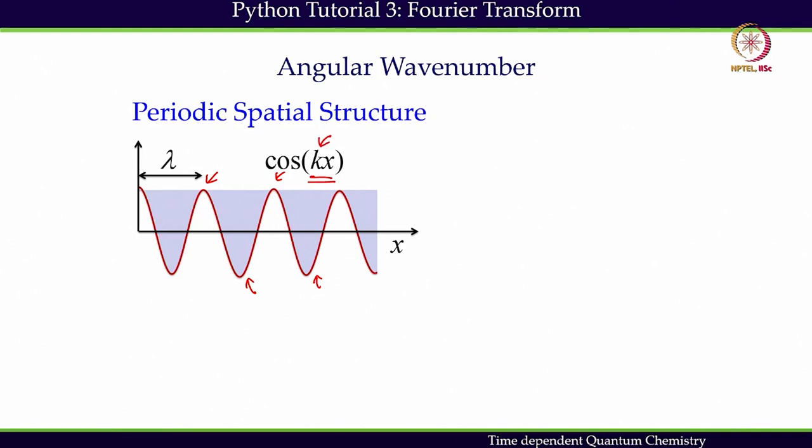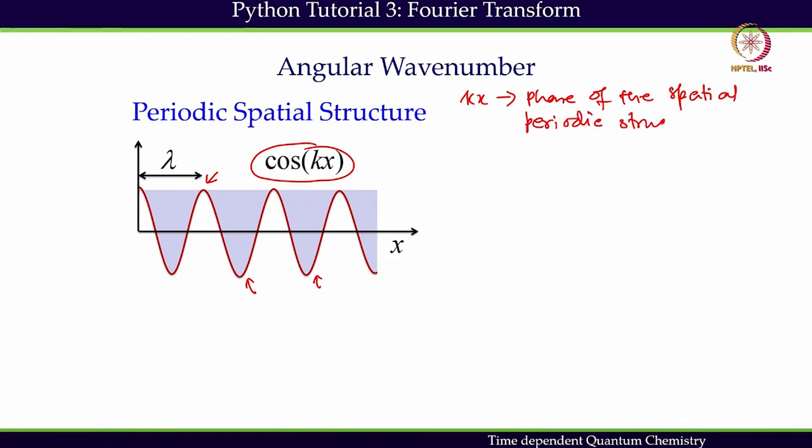So this periodic spatial structure can be represented by a simple cos kx, and kx is going to be the phase of the spatial periodic structure. It is called phase, and phase is nothing but an angle. So this is representing an angle.